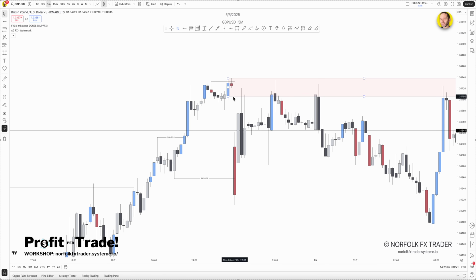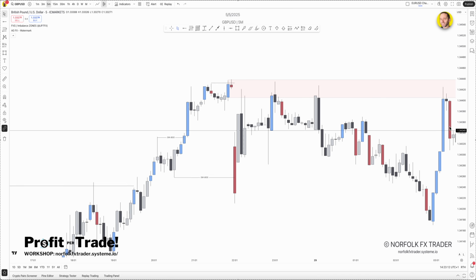And again, you can learn much more of this inside the Profit Trade workshop about supply and demand, how to incorporate that into your areas, okay, when you're taking your trades. This is more about understanding structure.